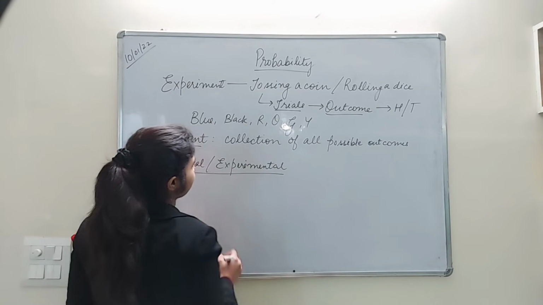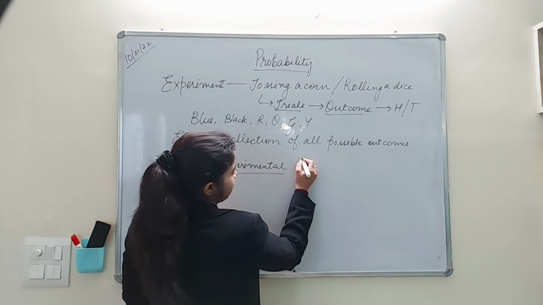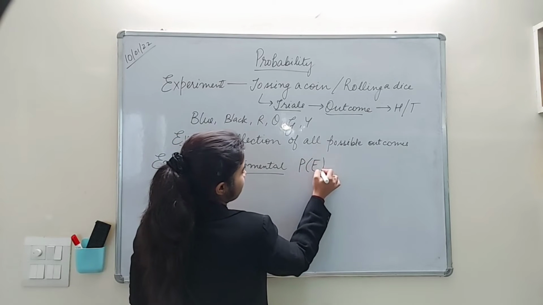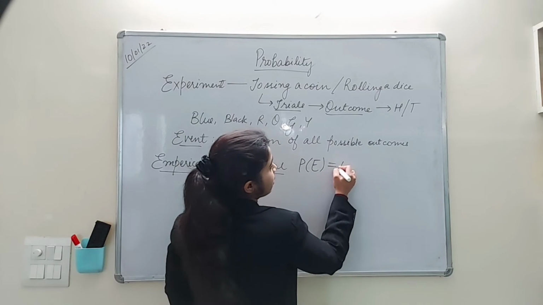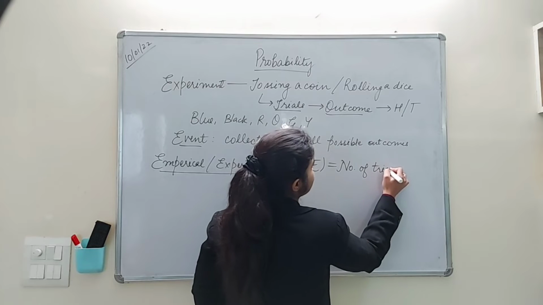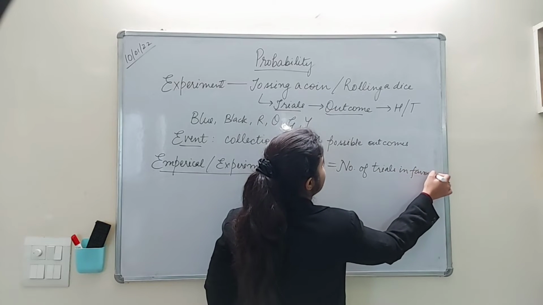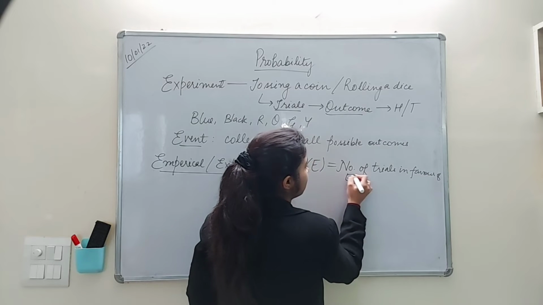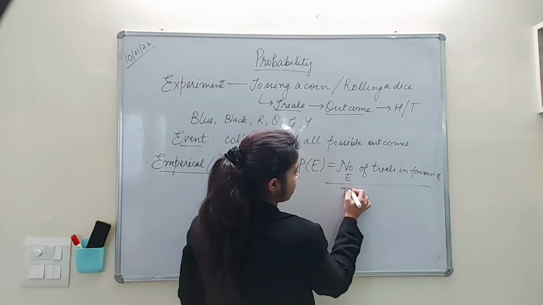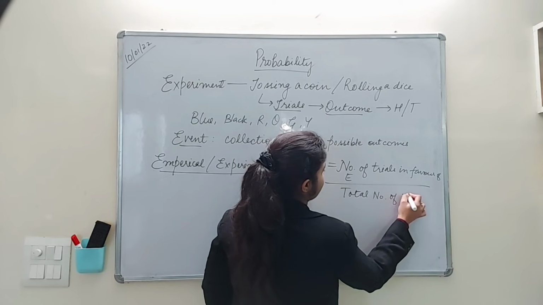So what does that mean? Suppose we have an event E, then the probability that that event has occurred, what is that? It is the number of trials in favor of E divided by the total number of trials.